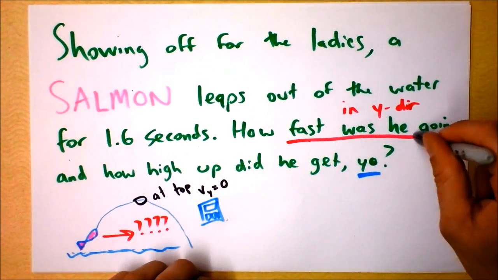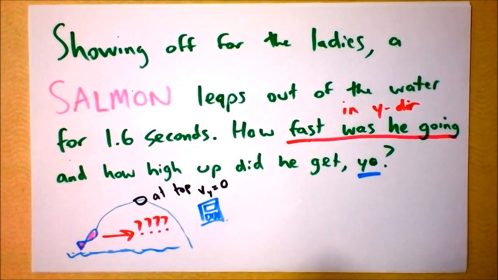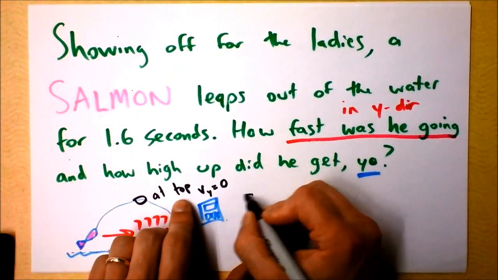What do you want to do first? How fast was he going, or how high up did he get? I don't really know. When does this happen though? When does this happen at the top?